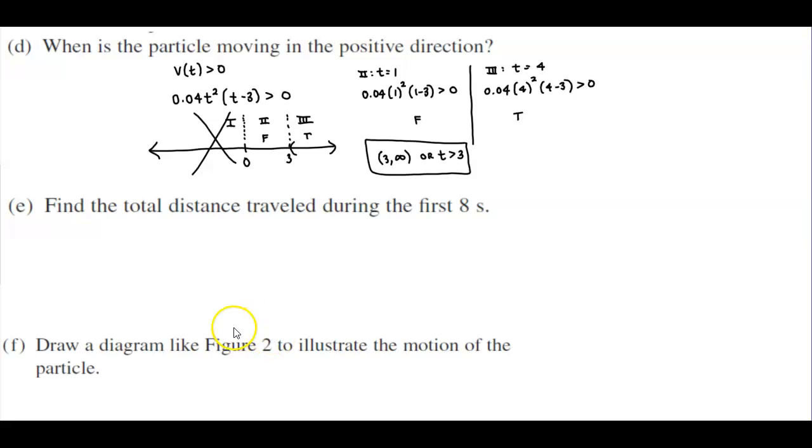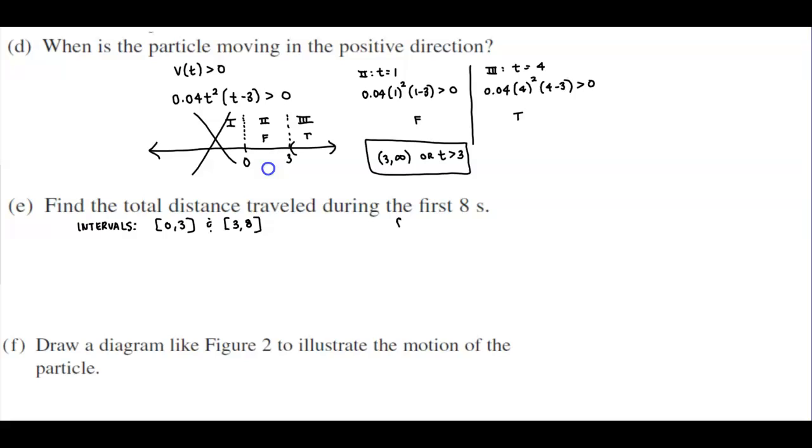So that means we have 2 intervals here. We're going from 0 to 3 and then from 3 to 8. So the intervals are going from 0 to 3 and then 3 to 8. And then we're going to need the position function, which is the original function.